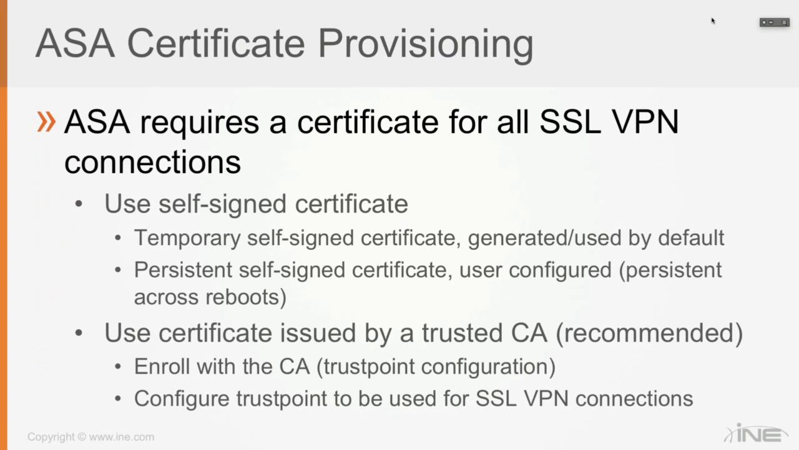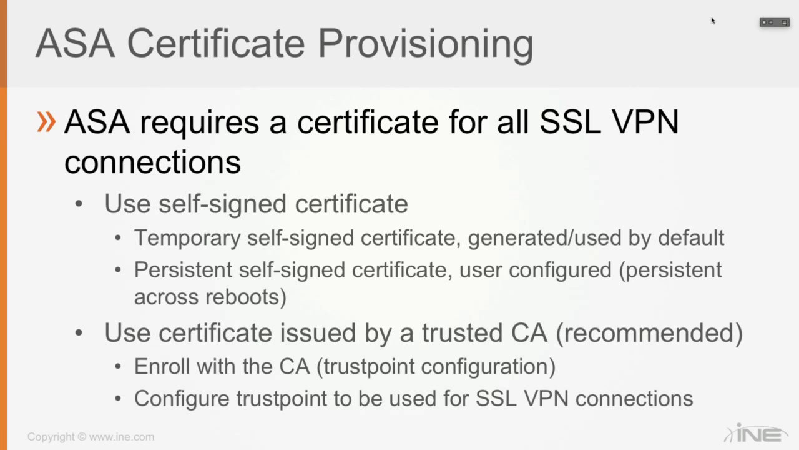So certificate provisioning, we have a couple of options. We can use the self-signed certificate, which means we can use the built-in, temporary self-signed certificate, or we can provision the ASA with a persistent self-signed certificate, which is user configured, of course, by yourself. And the main difference between those two, temporary and persistent, because both of them are self-signed, is in the name of the feature. The persistent one is going to be persistent across reboots. The temporary one is going to change dynamically after an ASA reboot.